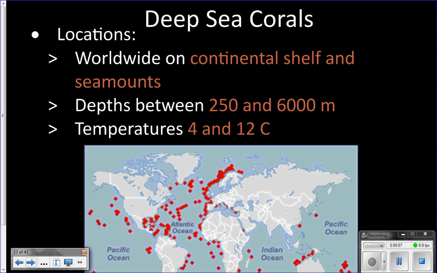Where do we find them? We find them on the continental shelf and also on the tops of seamounts. So we find them between 250 and 6,000 meters. So very, very deep in the water.